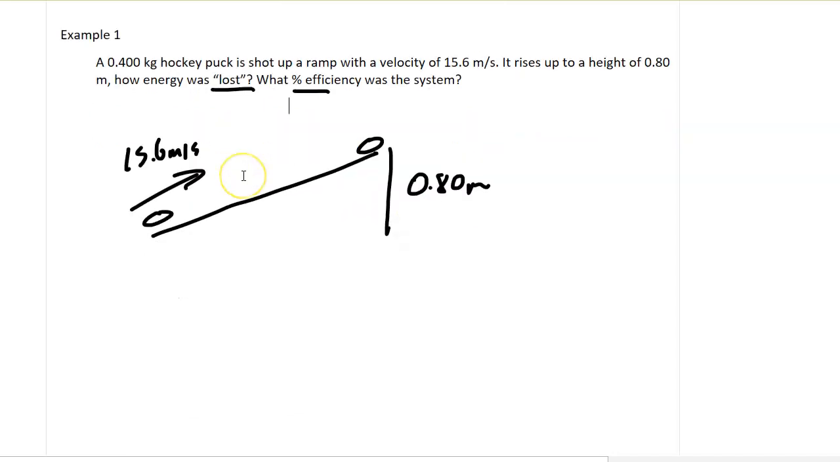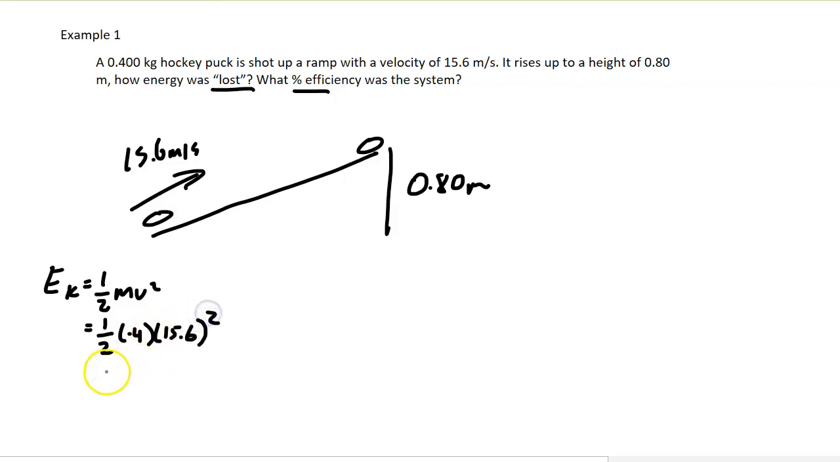Well, in order to find out how much energy is lost, we're first going to need to figure out how much energy there was to begin with, which was kinetic energy, 1/2 mv squared, which is 1/2 times 0.4 times 15.6 squared. And as you do that calculation, you'll find that 48.67 joules of energy were there at the beginning.